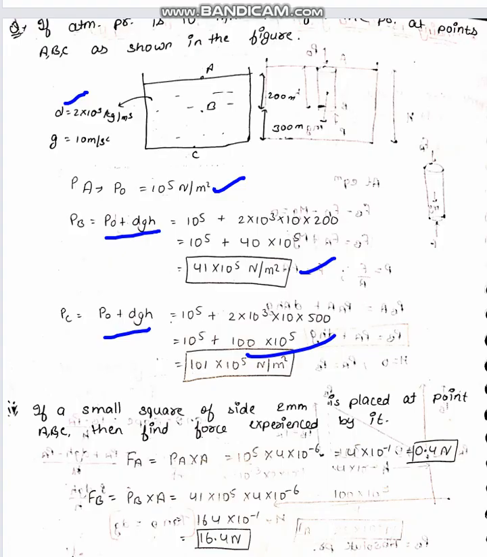Now there is another question: if a small sphere of a given side is placed, find the force on it. We know that force is pressure times area. So by multiplying with the pressure, you can find the forces corresponding to the different points on this.